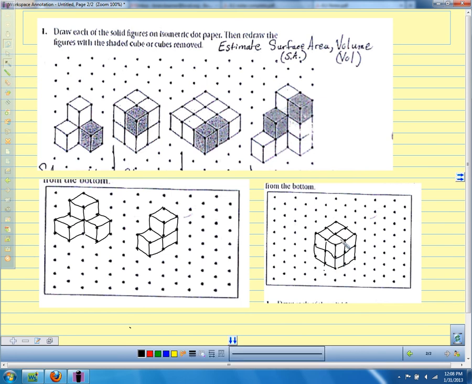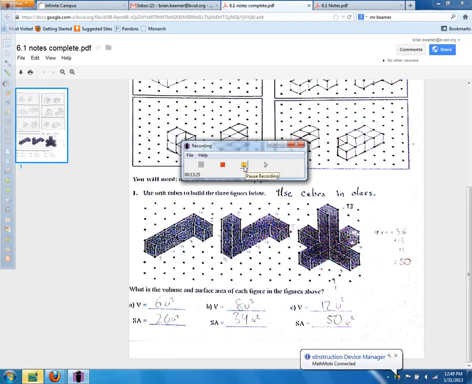So what I want you guys to do is finish off these, redraw the shape, and then draw it with the cube removed. What we're going to do is I'm going to set up the document camera, and then once we finish, we'll pick a couple people at random to show their drawings. All right? So everybody work on that. If you need help, ask.